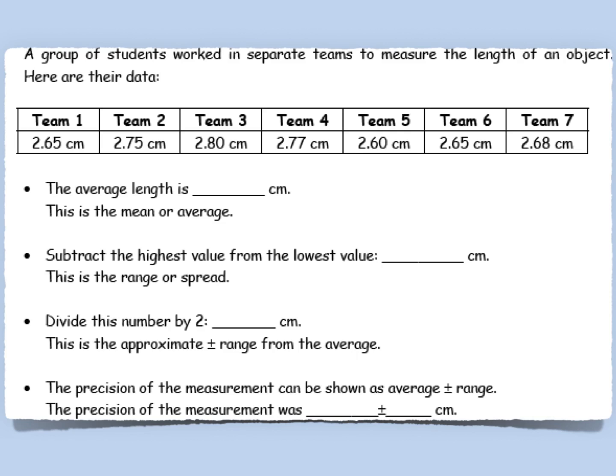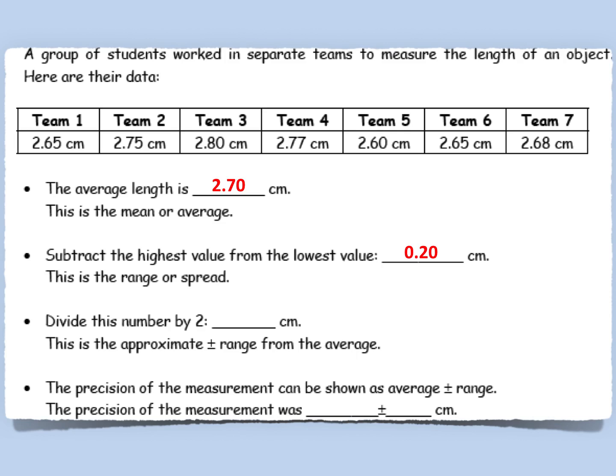And if you look at the average lengths of the things there, they range from 2.60 up to 2.8. The average length is 2.70 centimetres, that's the mean, by adding the 7 values together and dividing by 7. If you subtract the lowest value from the highest value, the difference between the highest and lowest values, or the range or the spread of values, is 0.2 of a centimetre, because as I said, it goes from 2.60 centimetres up to 2.80 centimetres.